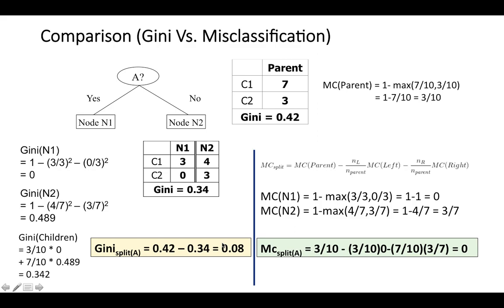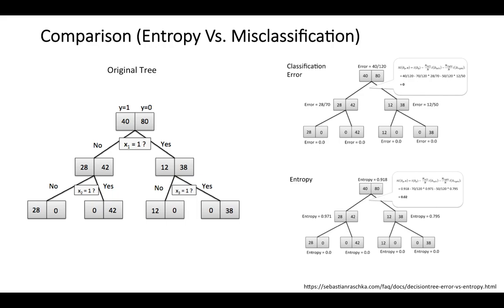Whereas for misclassification you can do the same thing. You can compute the misclassification error, and then you see that it's going to be 0. So how do we resolve this, right? On one hand, if you use Gini, you have a different criterion. So how do you choose a threshold, right? And also you can see entropy versus misclassification.